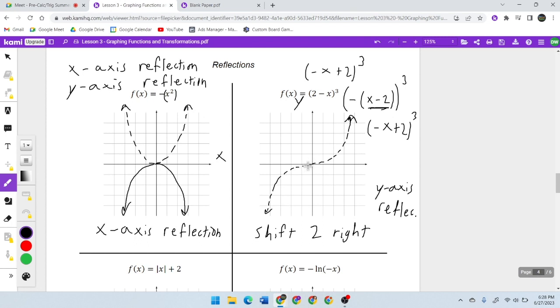So we do the shift first. That means it's going to start here at that point right there. But then it's a y-axis reflection. Remember the y-axis reflection, it's going to flip it around left and right sides. So actually it goes like this on that side and down to the right on that side. And there's our function. Any questions there?